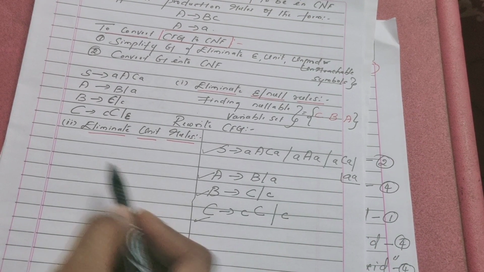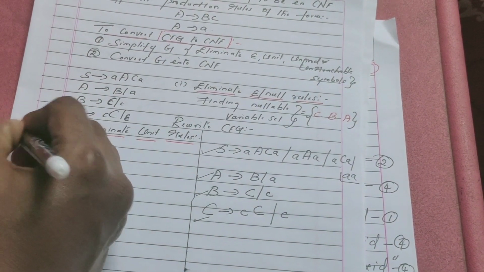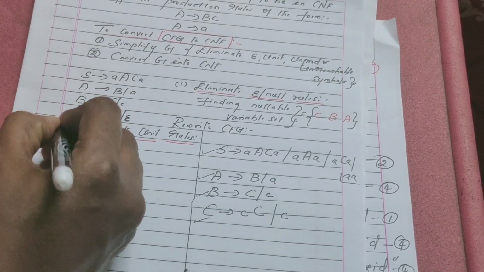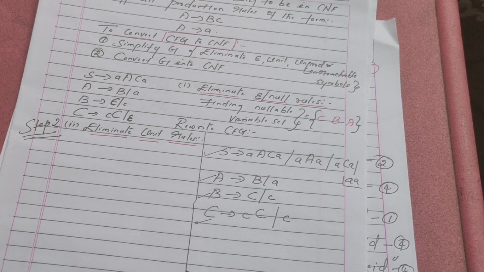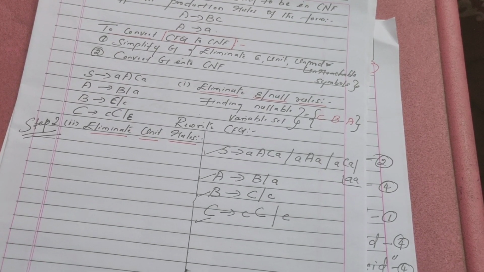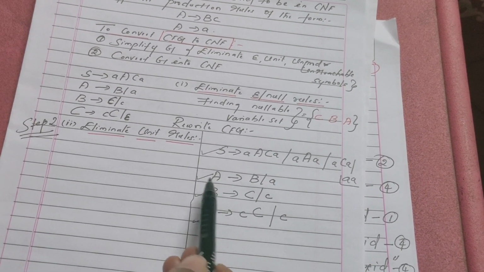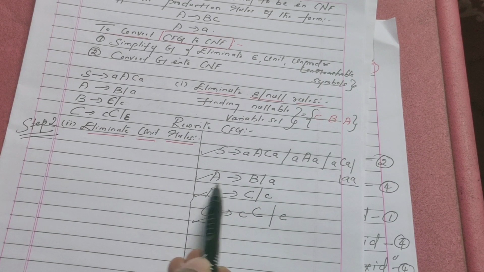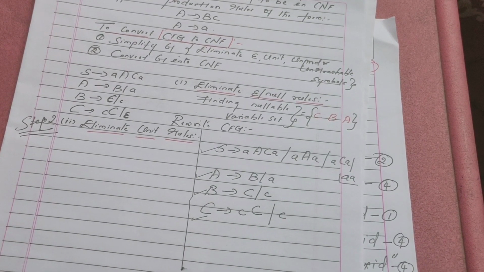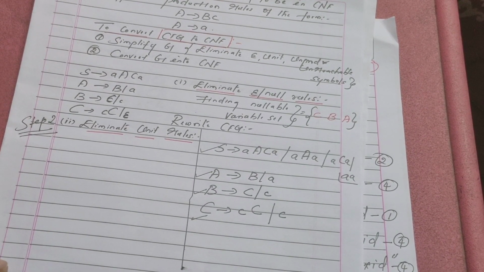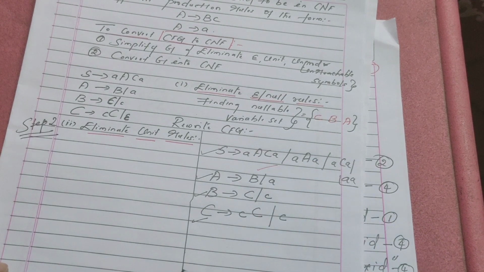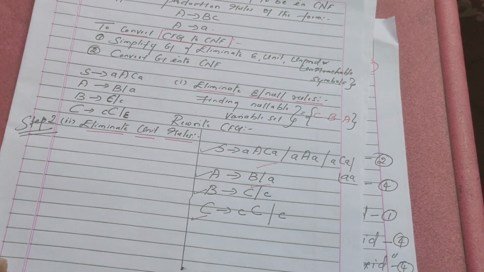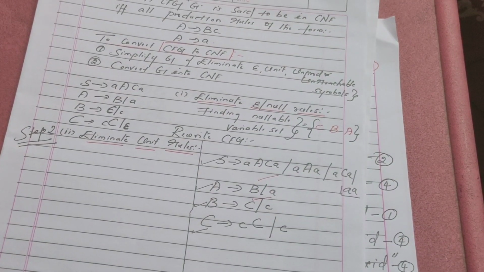Now let us move on to the second step. Here I have written step 2. Now I'm going to eliminate the unit rules. What are the unit rules, first of all? If a variable on the left hand side derives a single variable on the right hand side, then such rules need to be eliminated. In the given grammar, A derives B is a unit rule and B derives C is a unit rule. These rules ought to be eliminated.